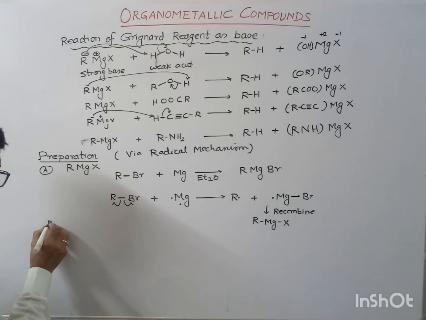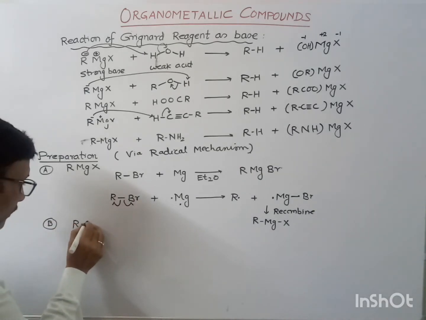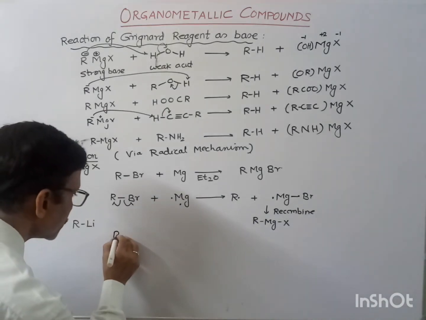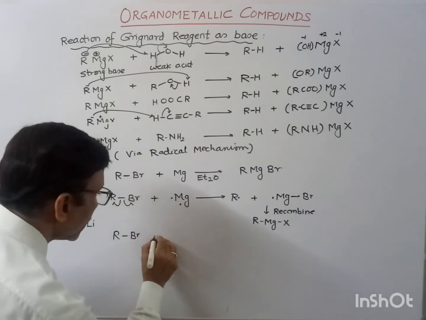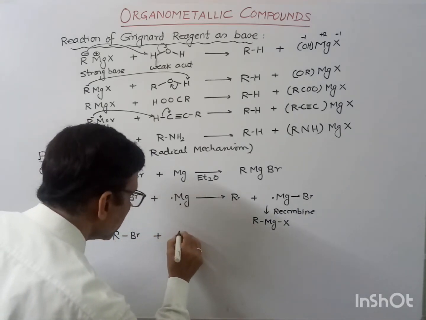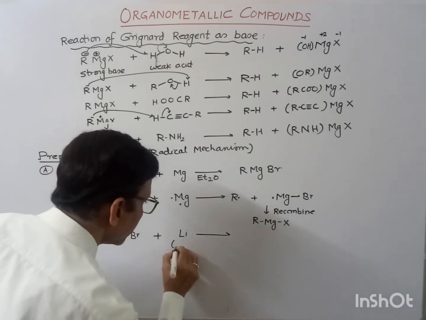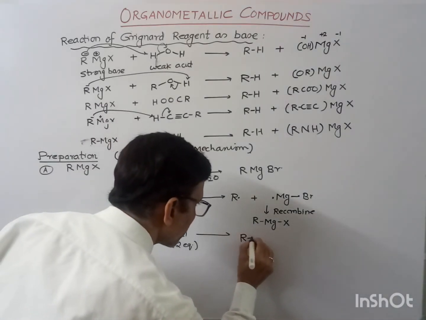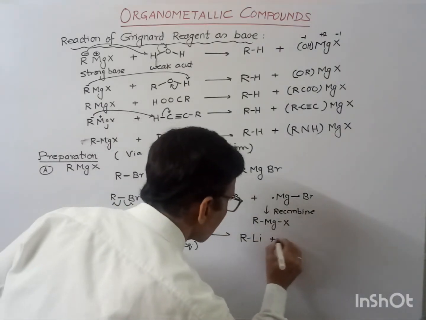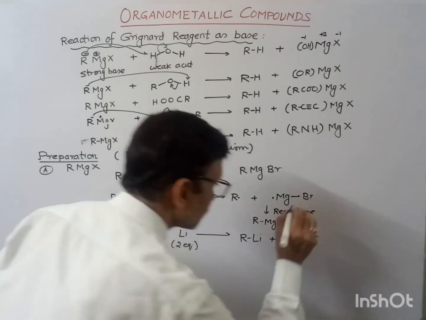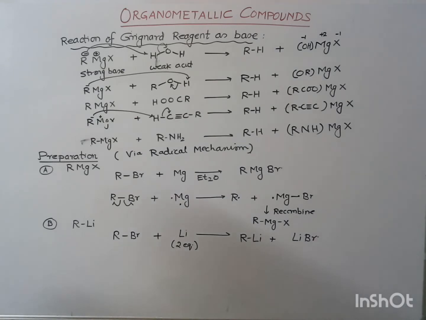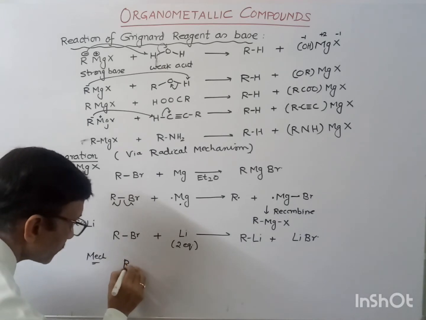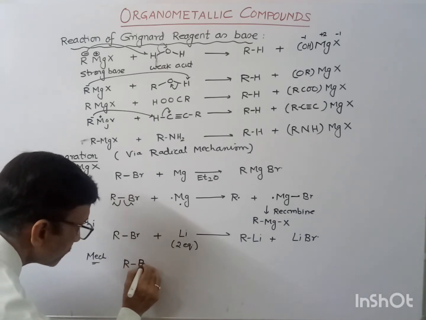In the same way, if you see the formation of organolithium compound, how may this organolithium compound get formed? Suppose we have alkyl halide in presence of lithium, and we take two equivalents of lithium here, and what will we get? We get organolithium compound plus lithium bromide. If we see the mechanism, again it will go via the radical mechanism.